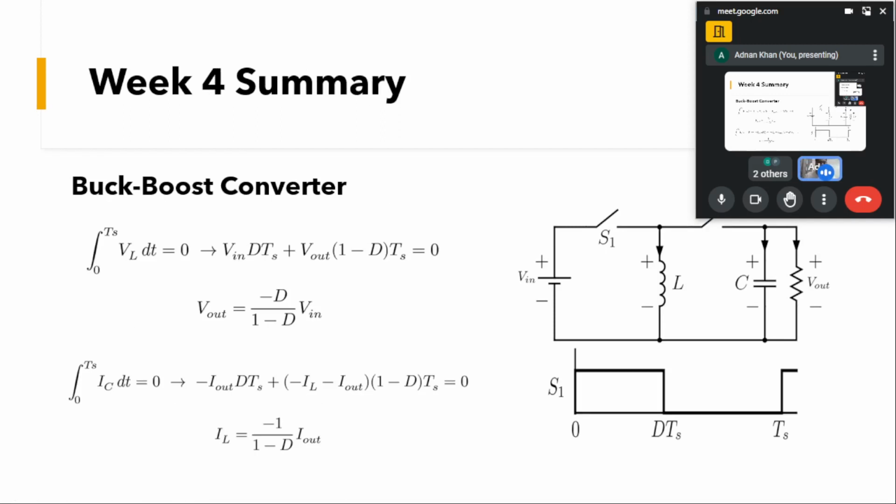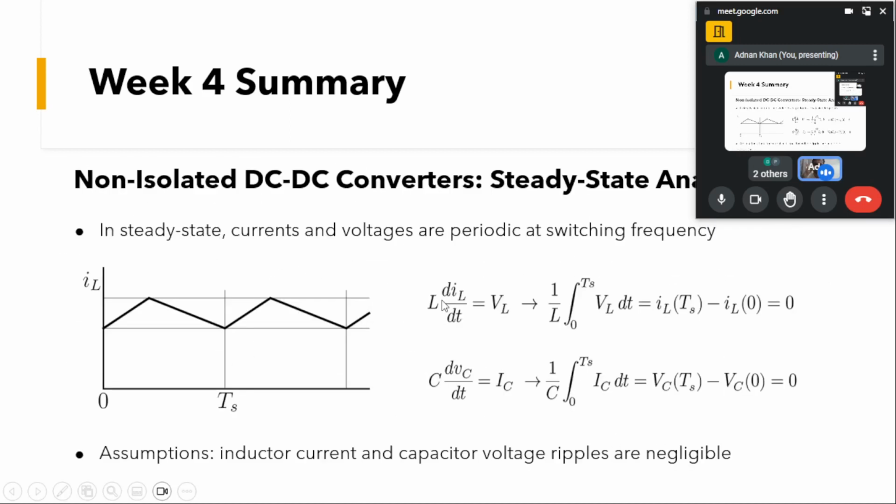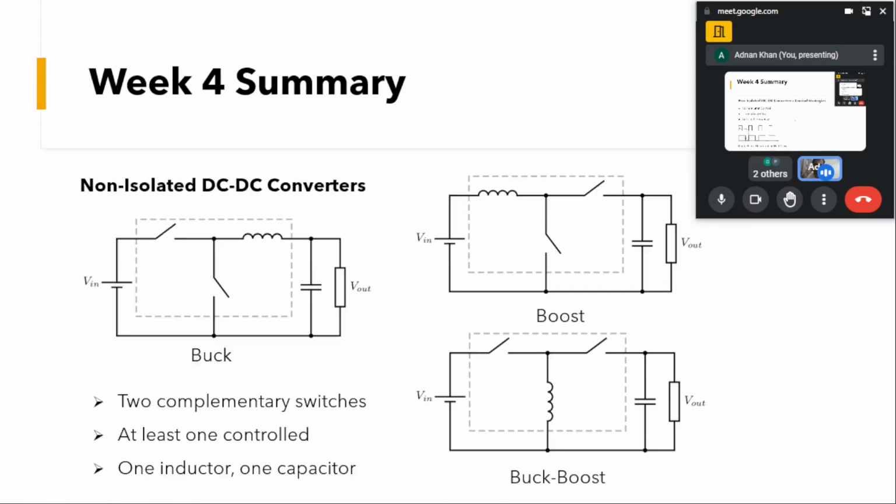This was one of the topologies, the buck boost converter. You can do a similar analysis for other topologies like the buck and boost converter. Here this will be VL across the inductor. You can see when this switch is on, VL will be V in minus V out for the DTS time. For 1 minus D times TS, this switch will be off, and VL will be equal to V out for the buck converter.